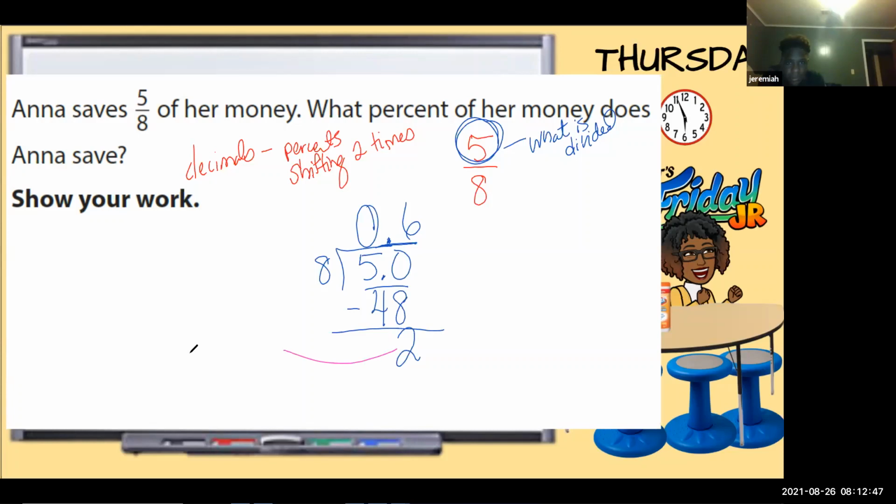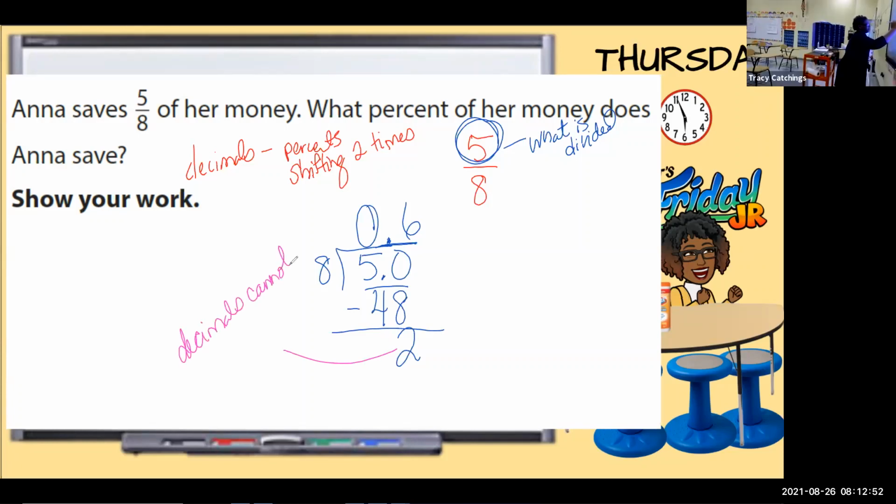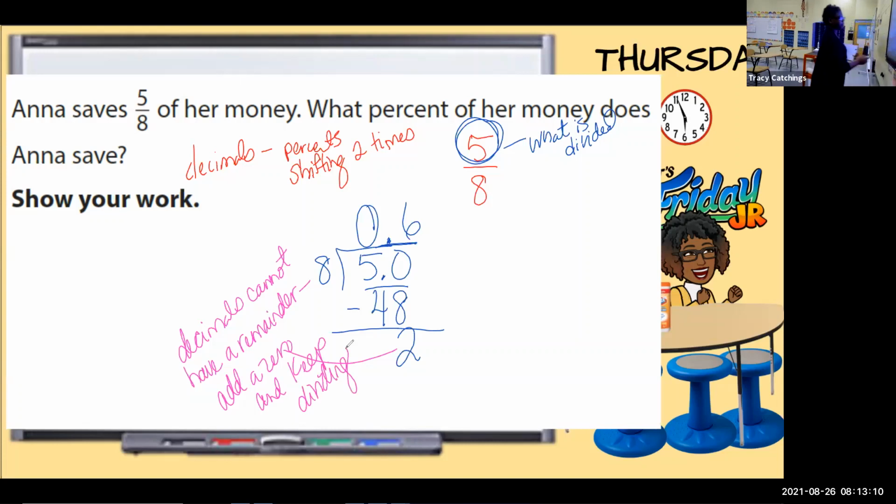All right, you may or may not know, decimals cannot have a remainder. If we get a remainder, we should add a 0 and keep dividing. So decimals cannot have a remainder. If we get a remainder, we have to add a 0 to the end and keep dividing.